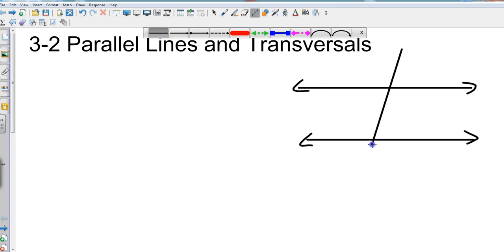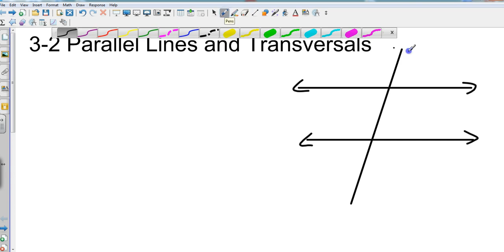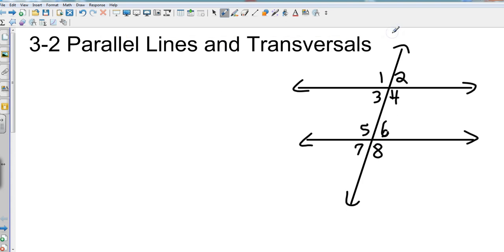And so there's my transversal. Again, a transversal is just something that cuts through. And so that is forming all of these angles. Okay, so now I still have those same relationships. I have my corresponding, my alternate interior, my alternate exterior, and my consecutive interior. But now we can actually assign values to them.